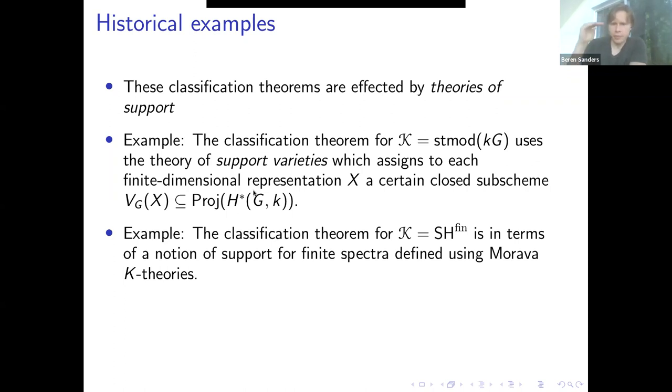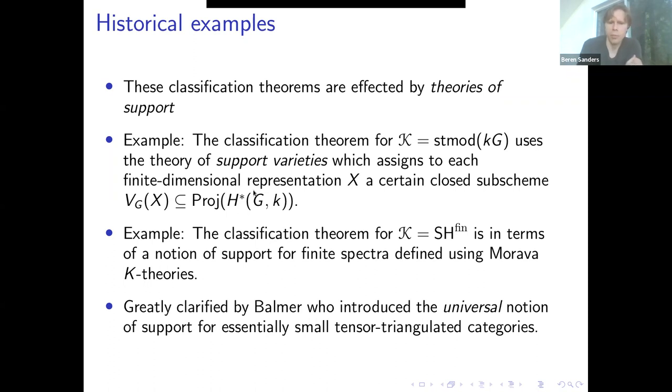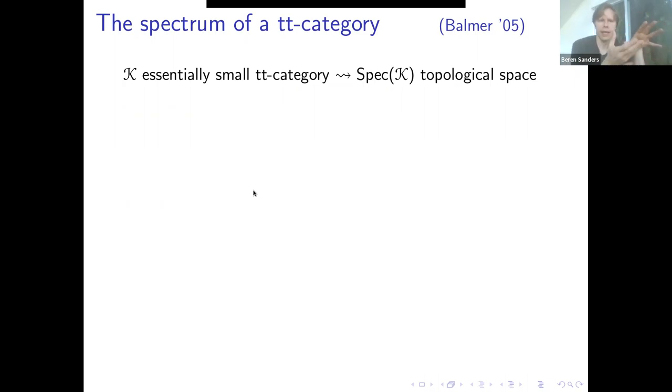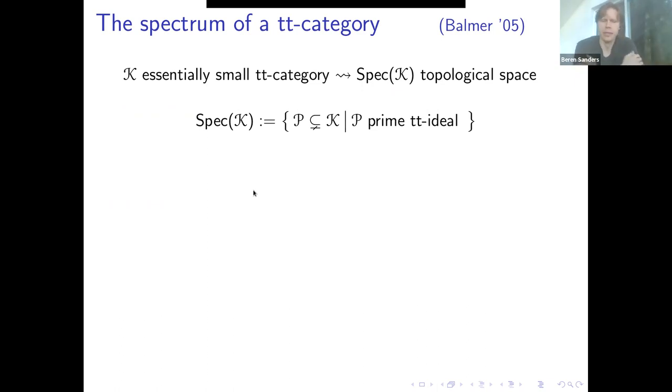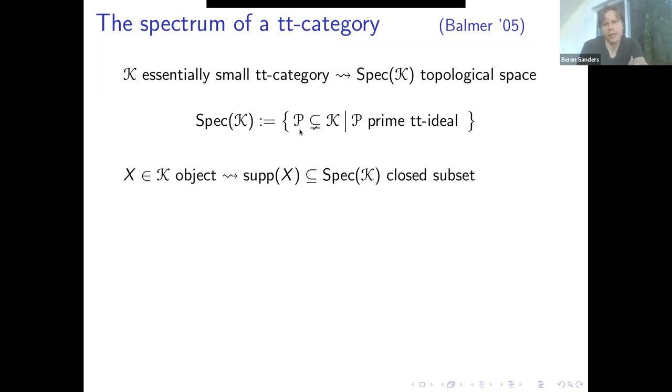So these were distinct theorems in these three different subjects, but they were greatly clarified by the work of Paul Balmer, who introduced the universal notion of support for essentially small tensor triangulated categories. So what Balmer did is he associated to any essentially small tensor triangulated category a certain topological space, Spec K, the spectrum of the category. The way it's defined is analogous to the prime ideal spectrum of a commutative ring. So the points of this space are the prime thick tensor ideals of the category. And you can associate to each object of your category a certain closed subset, supp X, its support.